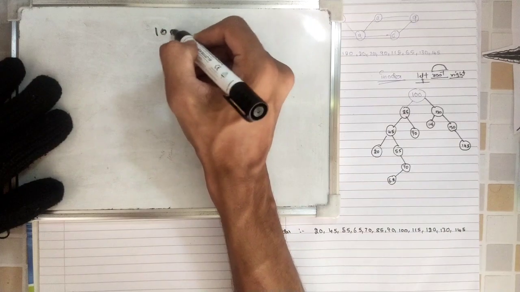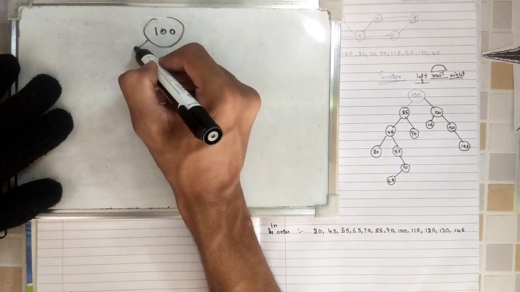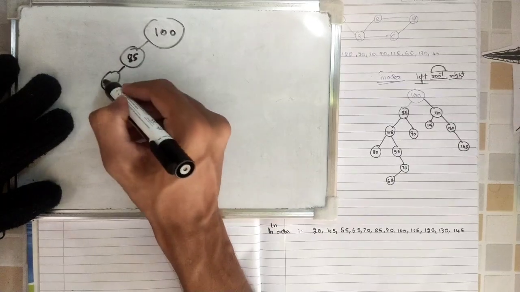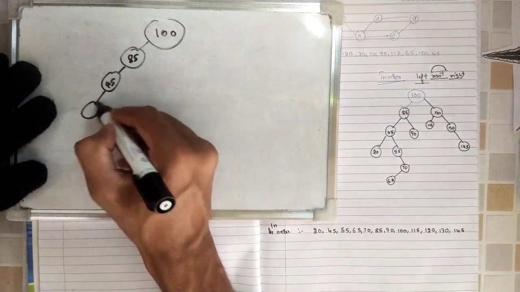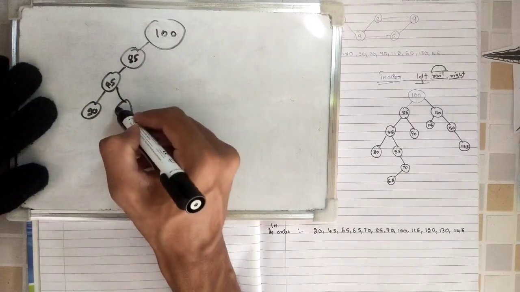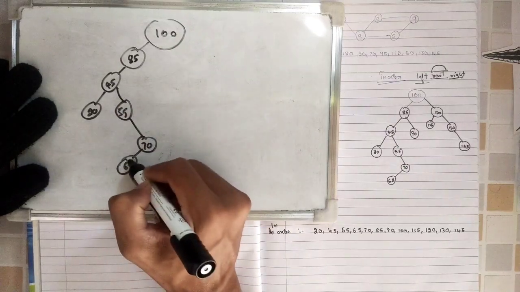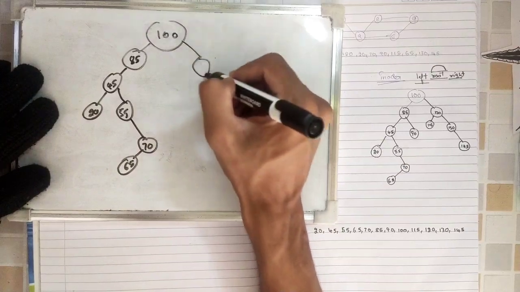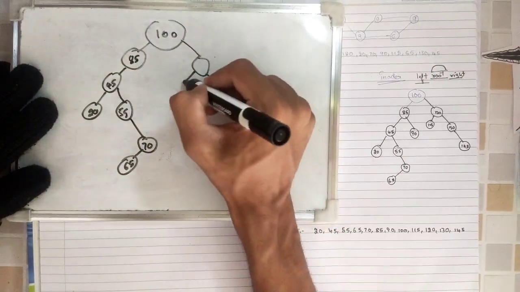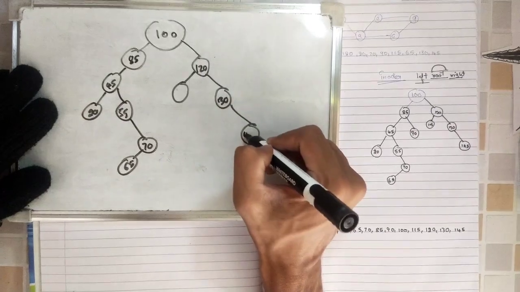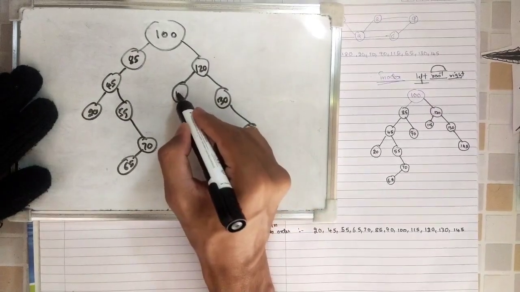Okay, so let me draw that tree again, and now let us do pre-order. Just give me a moment. You can either skip this part until I finish this drawing. This is 55, 70, 65, and here 120, 130, 145, and here I have 115.